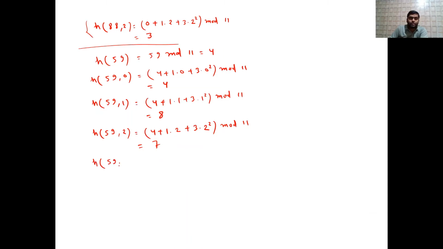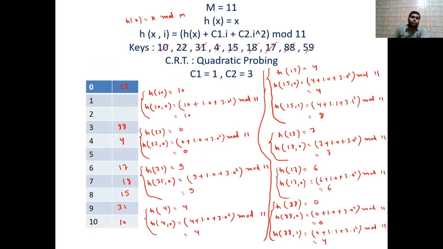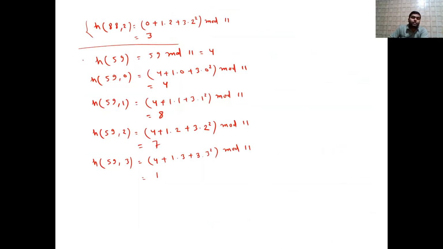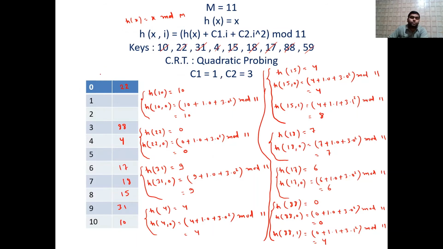So 59 comma 3. H of 59 is 4 plus C1 is 1, probe number is 3, plus C2 is 3 and probe number is 3, so 3 square, and mod of 11. So what will happen? 4 plus 3 is 7, and 9 threes are 27. 27 and 7 is 34. 34 mod 11 will give you 1. Now observe, of course 1 is available, that means 59 will be stored at 1.